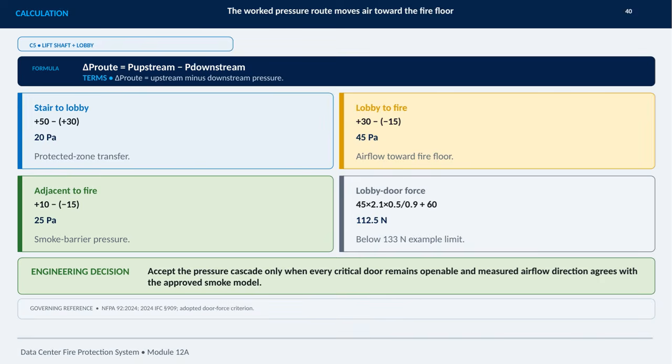Using the pressure, door area, and a force allowance, the result is 112.5 newtons, which is below the 133 newton example limit. The engineering decision is therefore conditional, not automatic. Accept this pressure cascade only if every critical door remains openable and measured airflow direction matches the approved smoke model. The governing references are NFPA 92:2024, the 2024 IFC Section 909, and the adopted door force criterion.